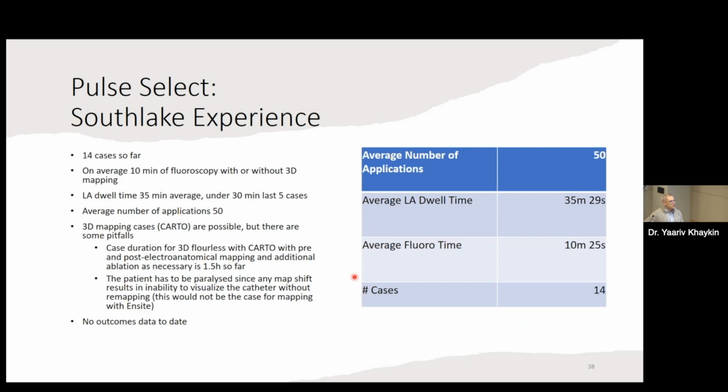With pulse field ablation, we're now talking about, in these 14 cases, an average fluoro time of about 10 minutes without an electroanatomical mapping system, average time in the left atrium of 35 minutes, and procedure time typically under an hour.